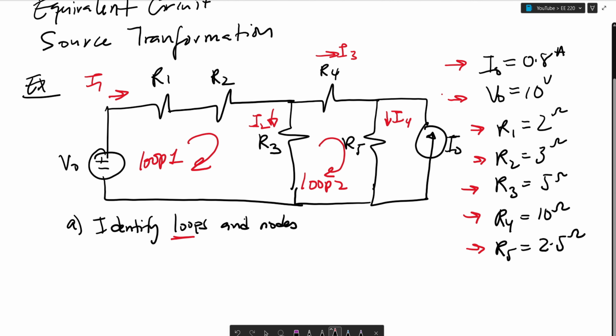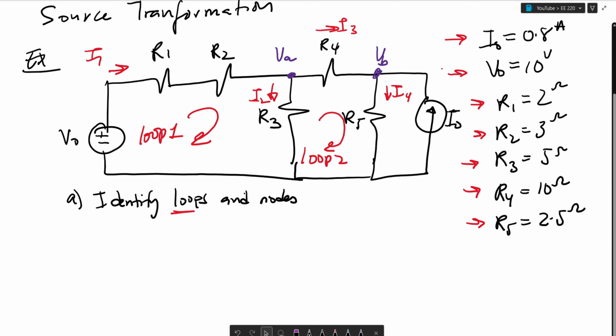So we identified the loops, and then for the nodes, we're here. So this is going to be VA, and this is going to be VB, or let's do it lowercase b and lowercase a, VA. Okay, so that's it for the first part.